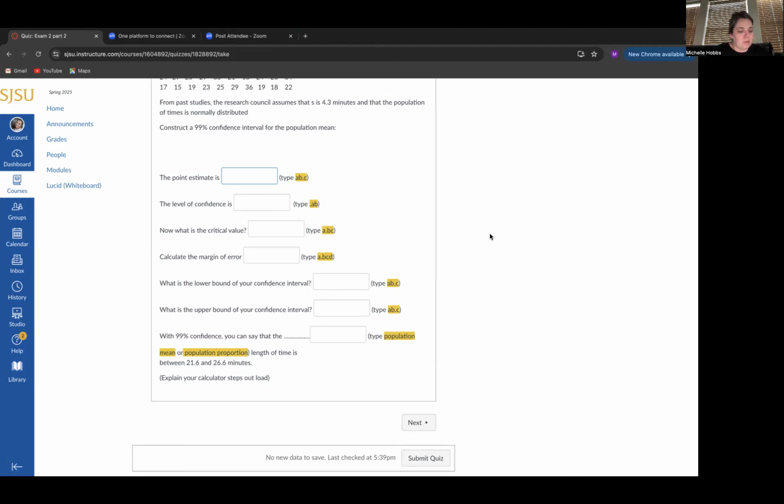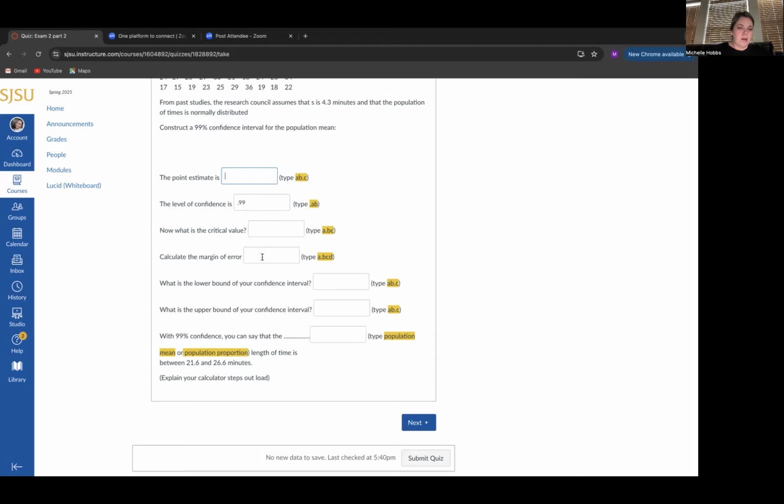All right, so let's see. Sample size. The confidence level is the percentage. I do know that, so that's going to be 0.99 confidence level. And then the point estimate, and calculate the margin of error.